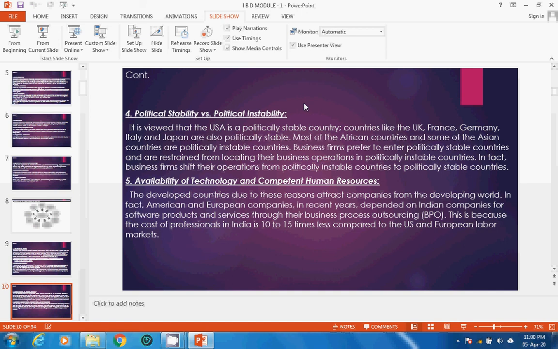Availability of technology and competent HR. The developed countries, due to these reasons, attract companies from the developing world. In fact, American and European companies in recent years depend on Indian companies for software products and services through business process outsourcing. This is because the cost of professionals in India is 10 to 15% less compared to the US and European labor market.